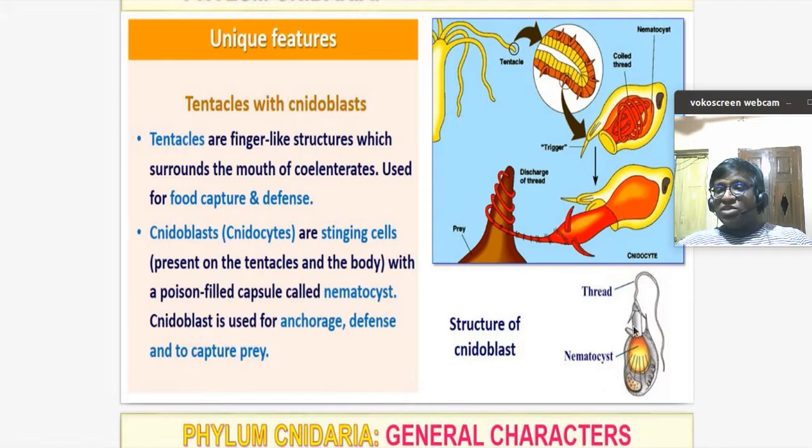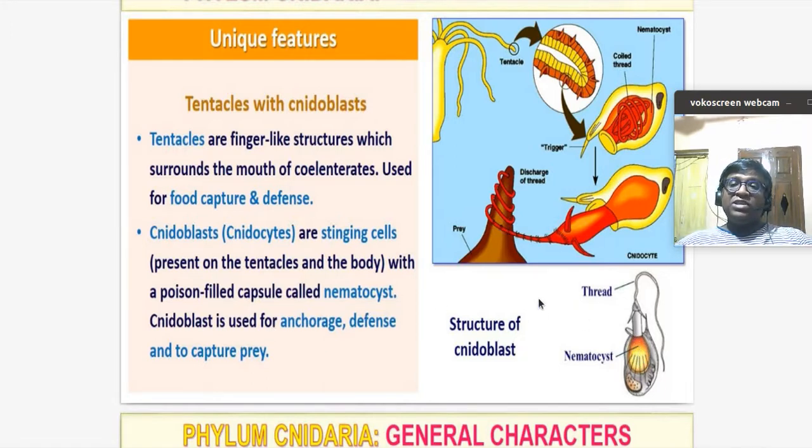So this is the structure of nidoblasts which I have given in your textbook also. They have a nematocyst and thread-like structure. So the nidoblasts or nidocytes are the stinging cells. They are present on the tentacles and throughout the body of the organism with a poison-filled capsule called nematocyst. Whenever they sting, it paralyzes the prey. The poison-filled capsule is present within the nematocyst.